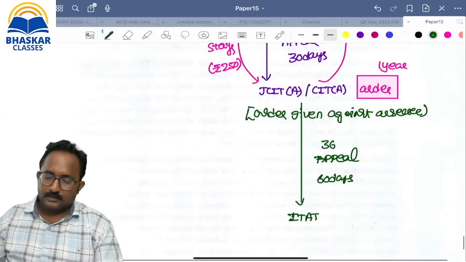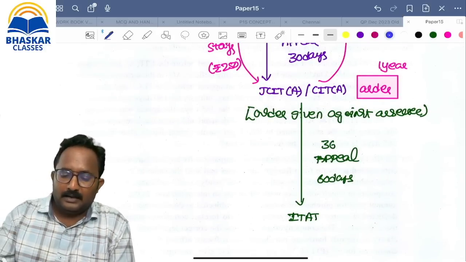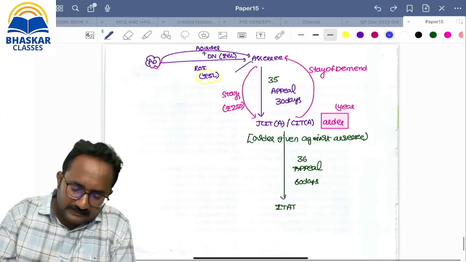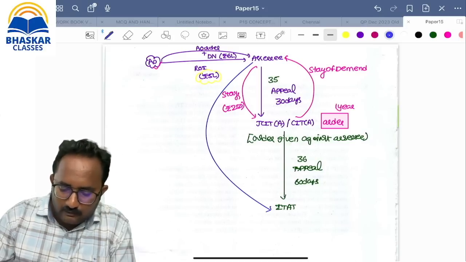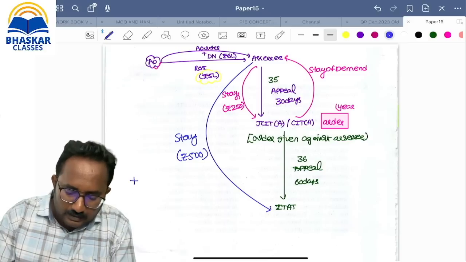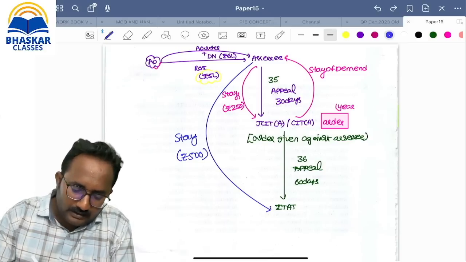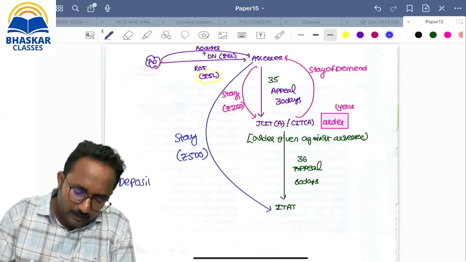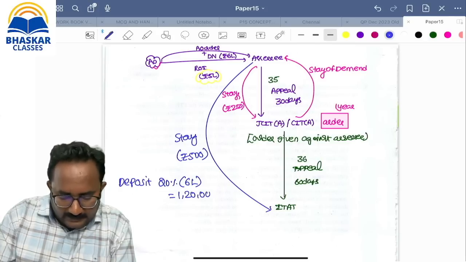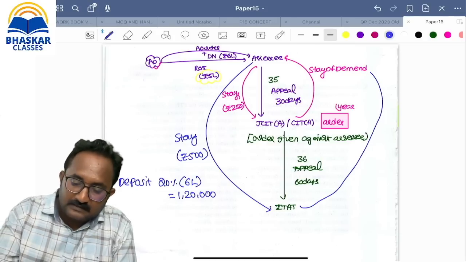Now, can SSE also make an appeal here? Yes, please check it clearly. SSE can make an appeal before ITAT for getting the stay. What is the amount we have to pay? Rupees 500. In addition to that, you have to make a deposit of 20% of the outstanding demand. 20% of 6 lakh is 1,20,000. If you pay that as a deposit, then they can give the stay of demand.